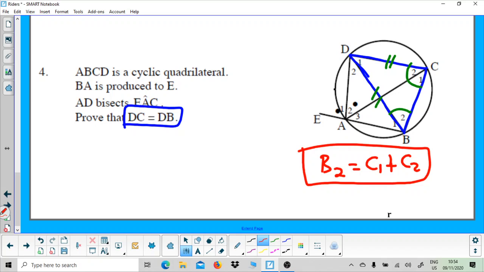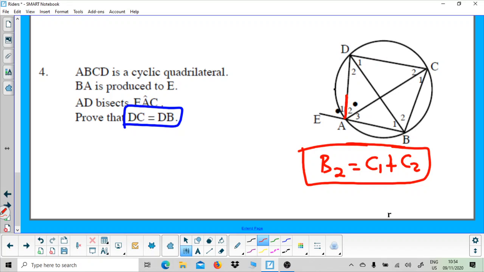So let's quickly find out what's what. Let's erase everything and start again. Now, how am I going to prove that B2 is equal to C1 plus C2? You may try to find angles that are equal to C1 plus C2, or angles that are equal to B2. It's your own thing. Now, at this point, I am noticing that we have an angle that is equal to C1 plus C2.